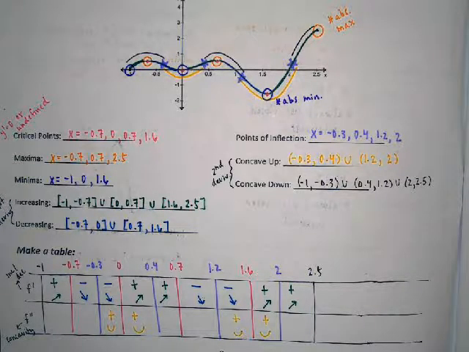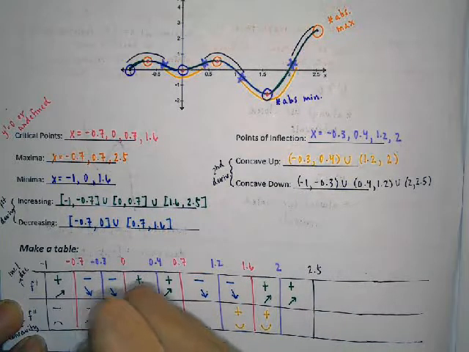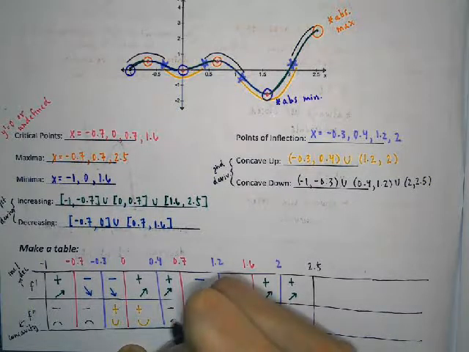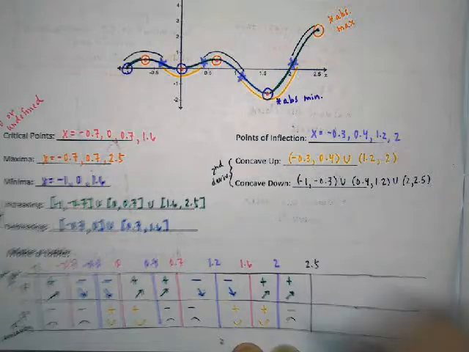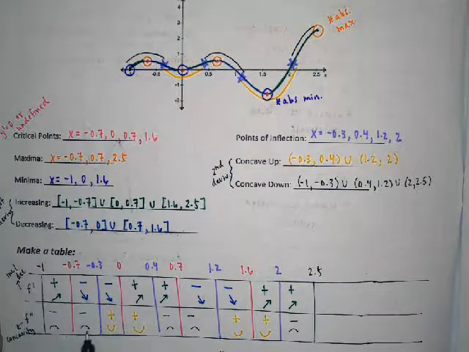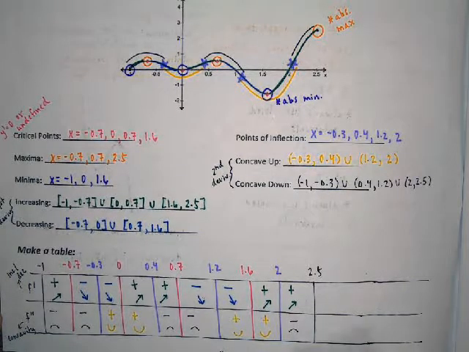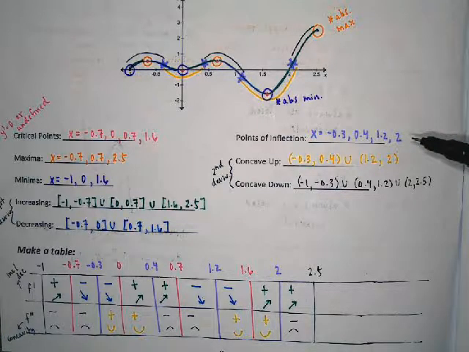Everywhere else, I'm concave down. So from -1 to -0.3, so I have a frown type behavior. From 0.4 to 1.2, and then 2 to 2.5. And so here you can see my changes in concavity happen at these purple points, which is what we said. Those are my points of inflection, and we said those are the points where I'm changing concavity.